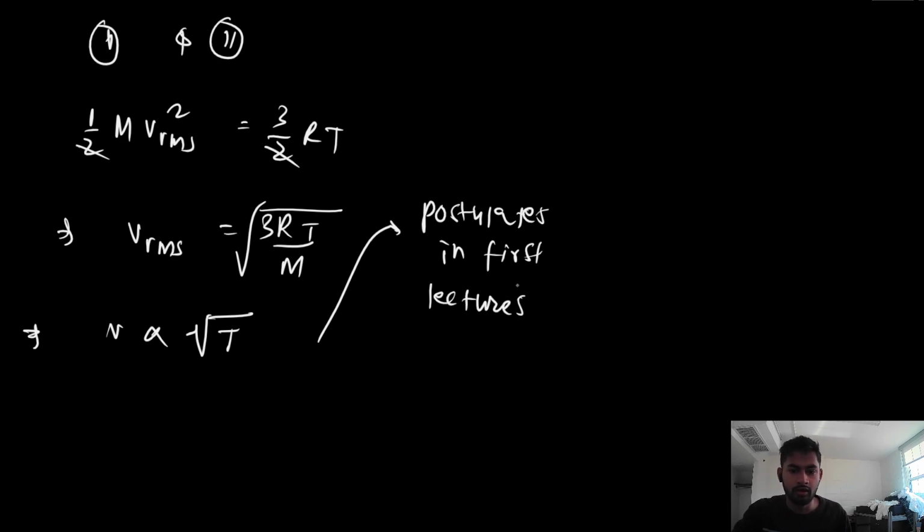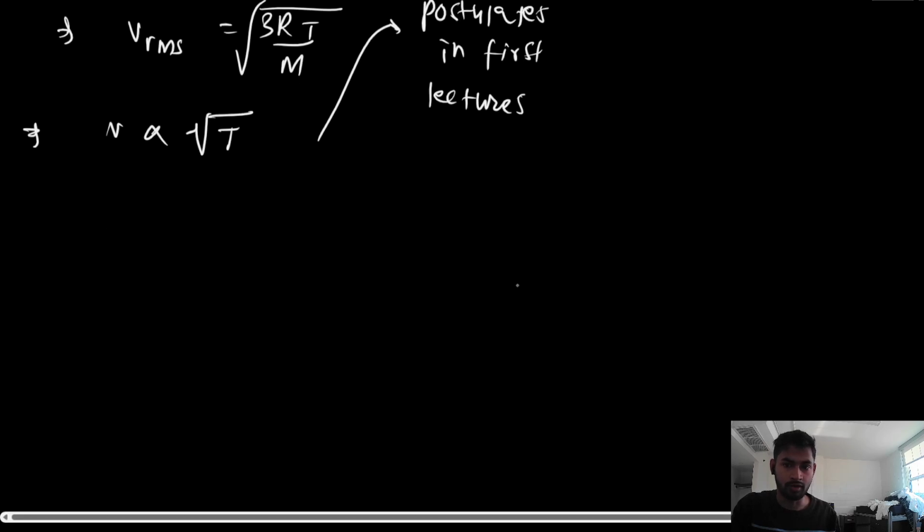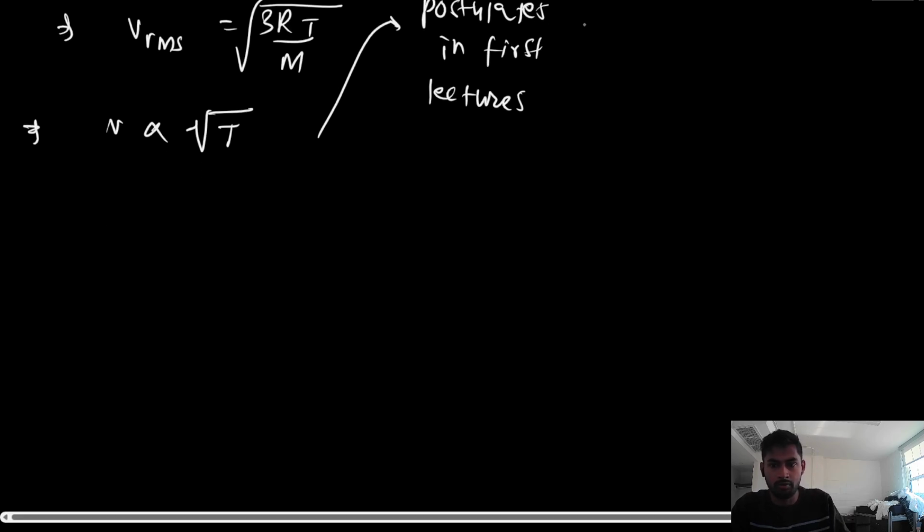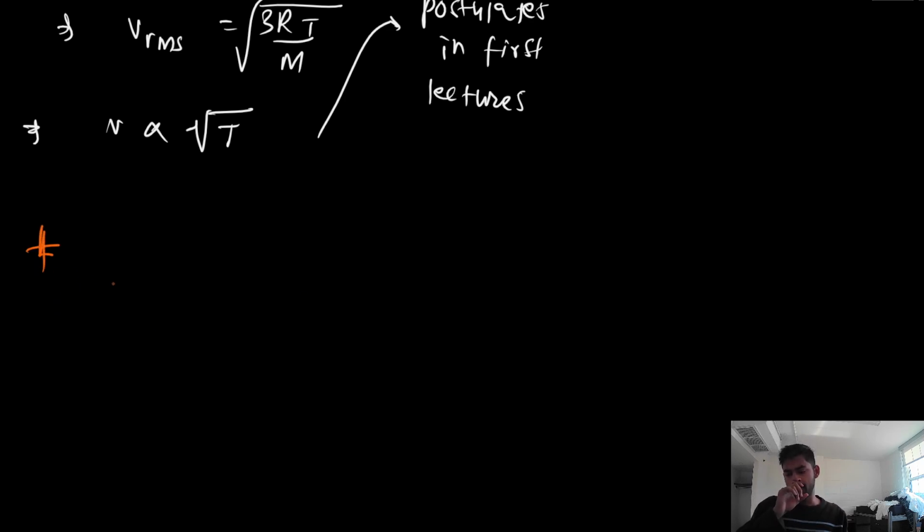Now, I think just deriving these equations is not enough, so I'm going to do some numerical problems to make sure that you understand what we are doing. To do so, I'll take this problem: what is the root mean squared velocity of hydrogen gas at room temperature?